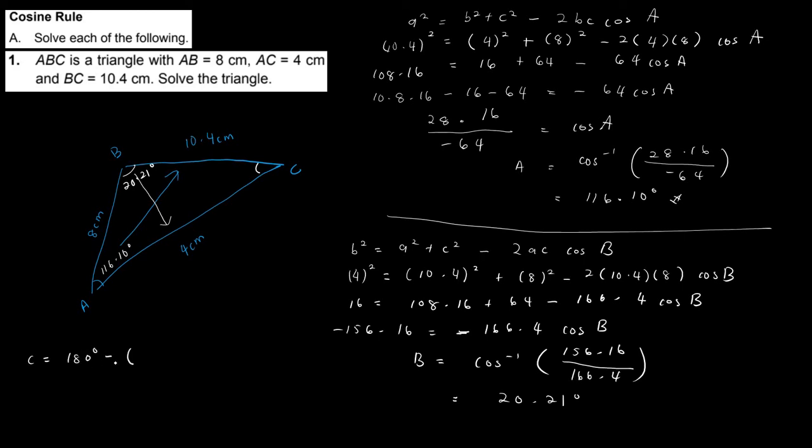So 180 minus 116.1 plus 20.21. And from there we get angle C equal to 43.69 degrees. And with that, we have completed the triangle. We have all the lengths of the three sides and the angles inside the triangle.